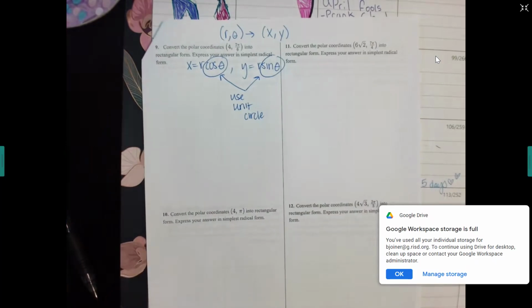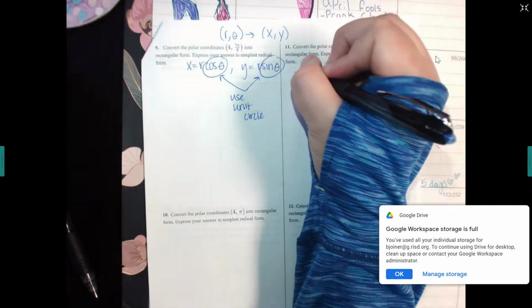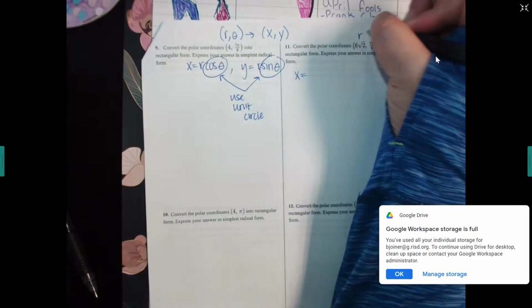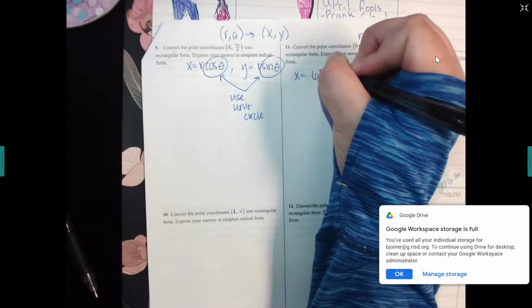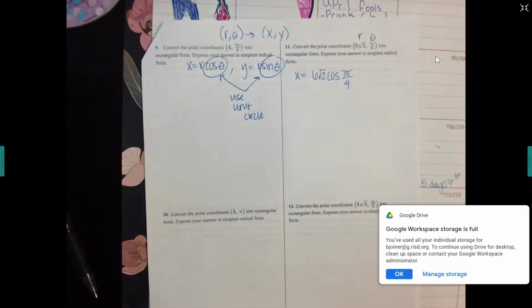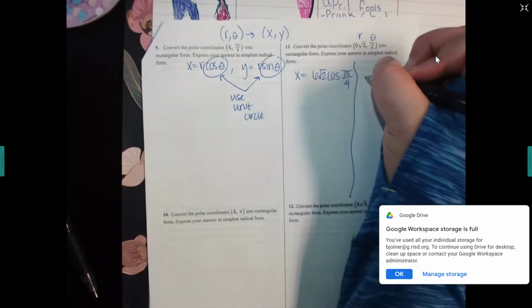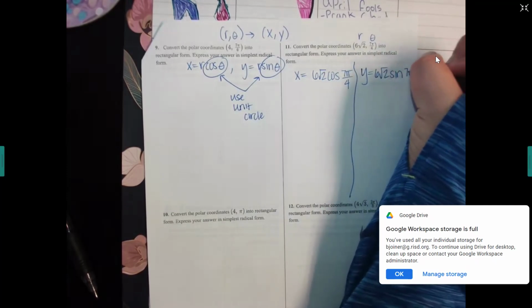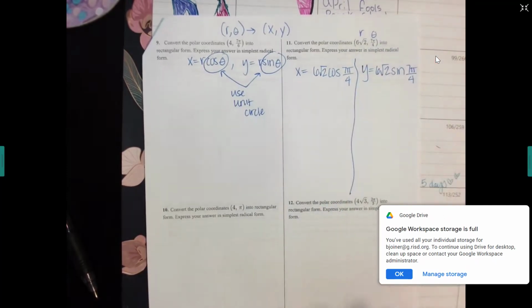My r is a 6 root 2. My theta is a 7 pi fourths. So the first thing I'm going to do is set up x equals r cosine theta. This is my r, this is my theta. So it's 6 root 2 cosine 7 pi fourths. And then my y is going to be 6 root 2 sine 7 pi fourths. Because remember, I want to turn this into an x comma y, then I got to find an x and a y, and then I'll put them in like a little ordered pair.